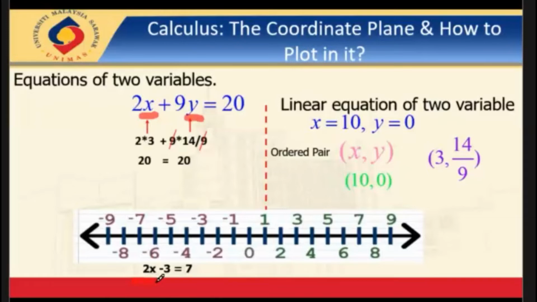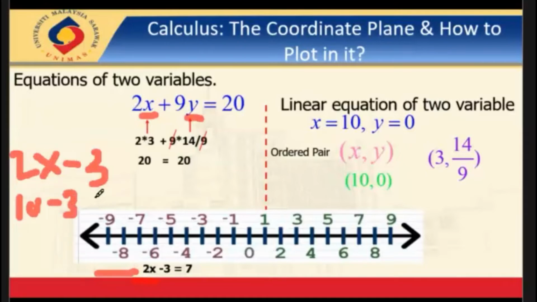to such an equation which has only one variable, like x. 2x minus 3 equal to 7. So now in this case we can put any value for the x, any such value for the x which results in 7. For example, if I put x equal to 5, then 5 times 2 will be 10, and minus 3, the result will be equal to 7. So it means that x is equal to 5.